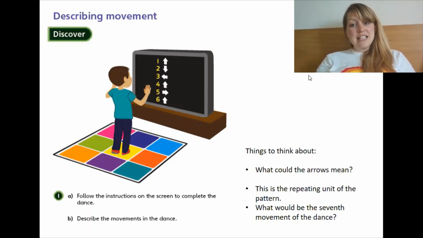The things that I'd like you to think about are, what could the arrows mean? And also, this is a repeating unit of a longer pattern. So what would the 7th movement be? Could you do 6 dance moves, then 12, then 18, then 24? Give it a go. Pause the video now and answer these questions. Are you ready to move on?